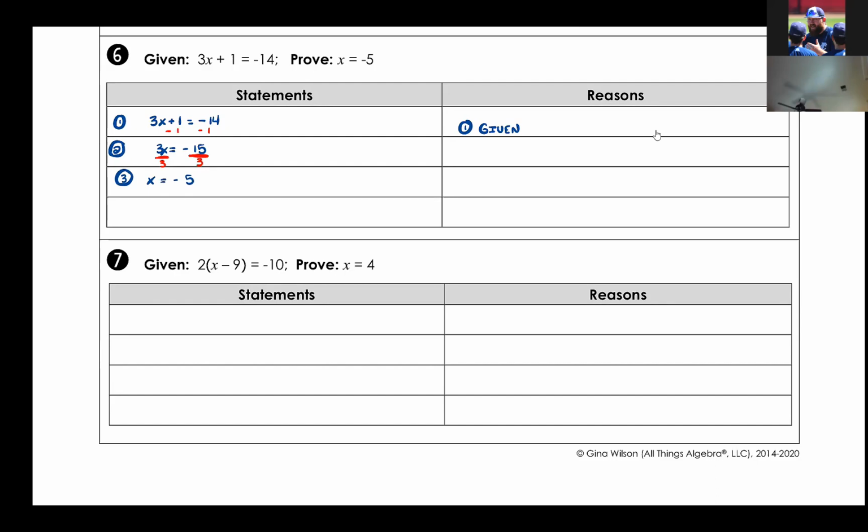All right, so what's our reason for number 2? How did we get from number 1 to number 2? Subtraction property. And then how did we get from number 2 to number 3? What changed from 3x equals negative 15 to x equals negative 5? We did the division property.